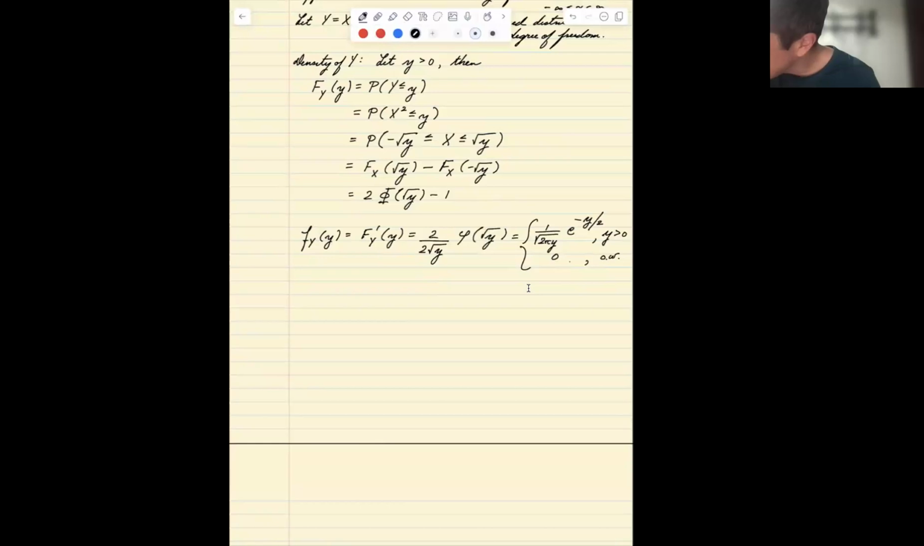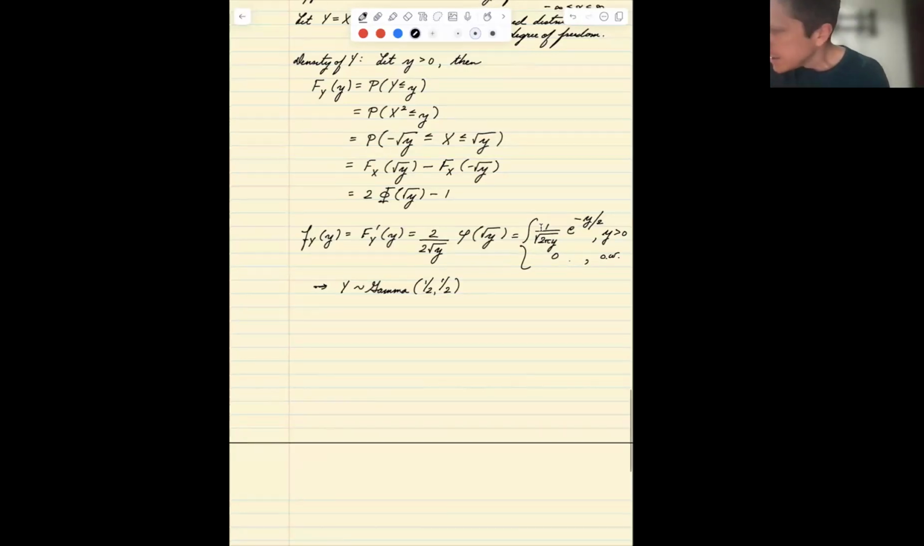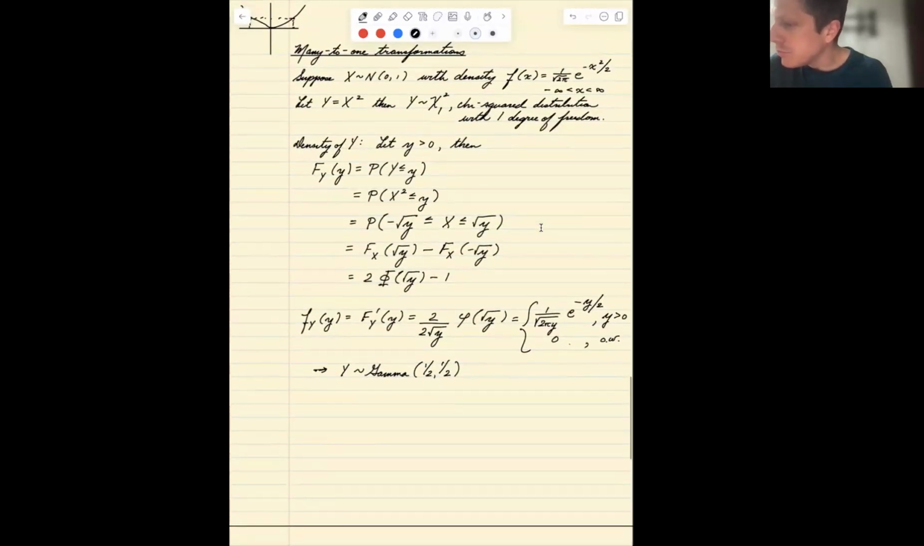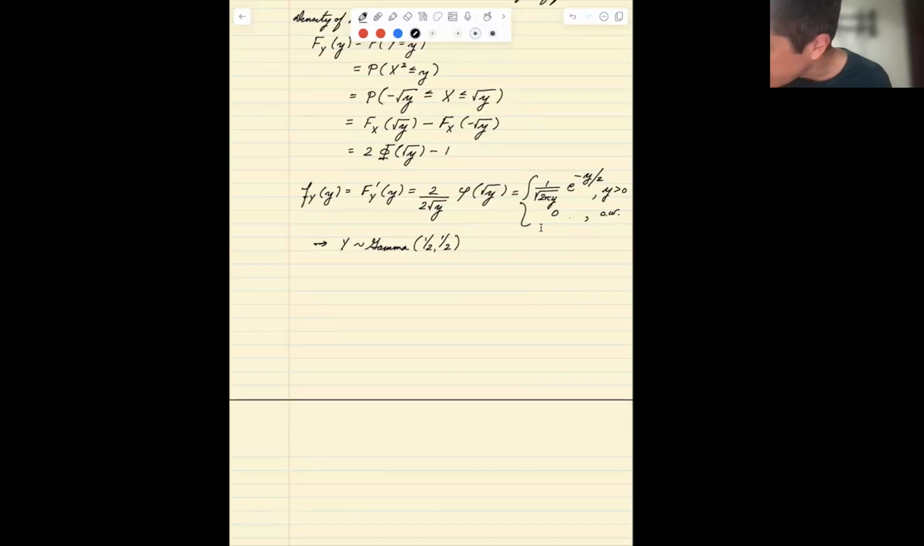Notice by looking at this, this is equivalent to the gamma density with parameters 1/2, 1/2. So the chi-square distribution with 1 degree of freedom is the gamma 1/2, 1/2. Okay, so that's how we would deal with the many-to-one transformation: we work directly from the definition and then the distribution function.